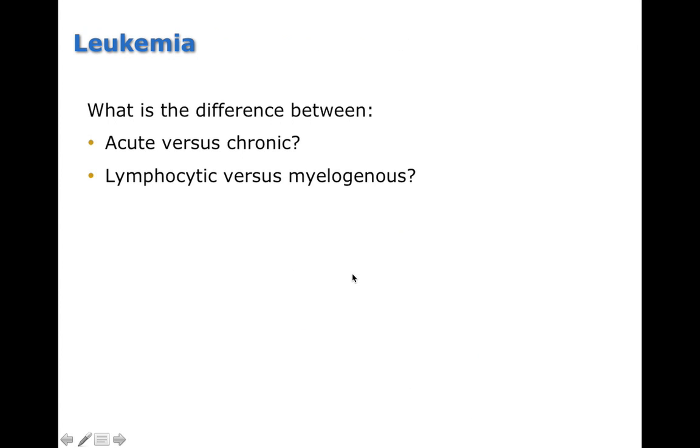Now, this question says, what's the difference between acute versus chronic leukemia? Well, acute leukemia is going to be more rapid and stormy in onset. Chronic is going to be maybe less severe and more long-term, so we're saying greater than 6 months.